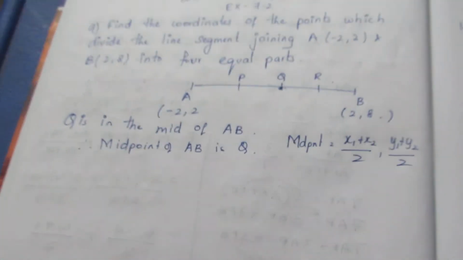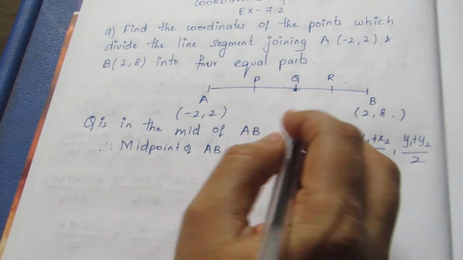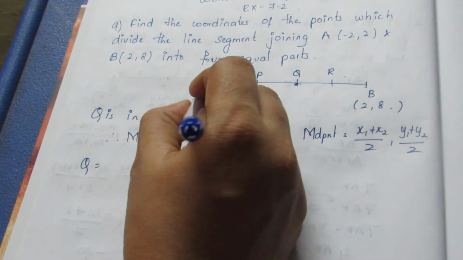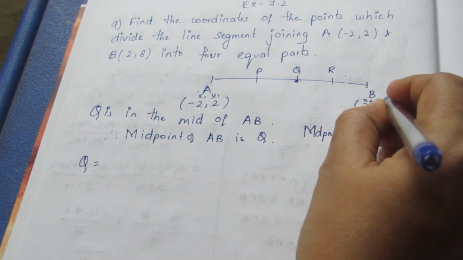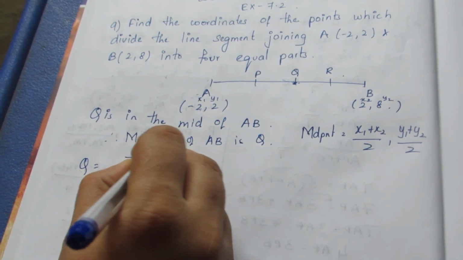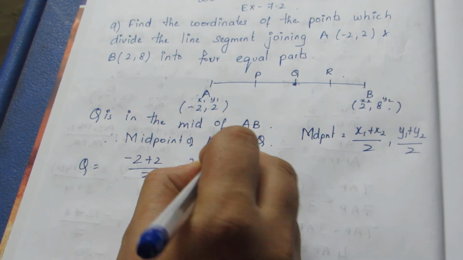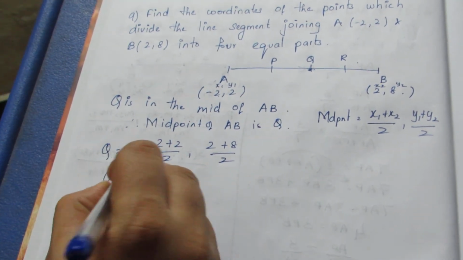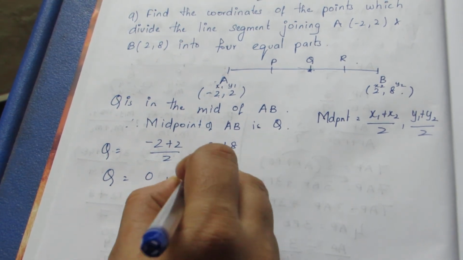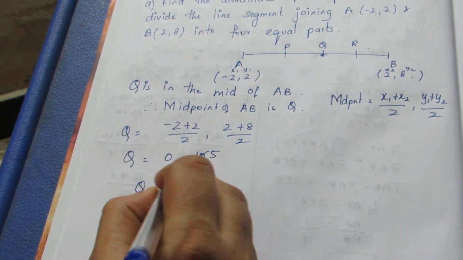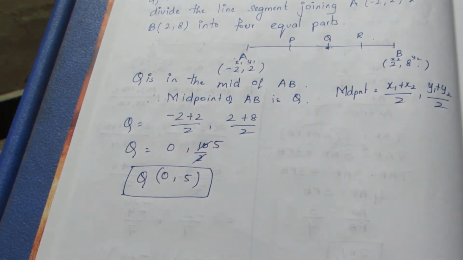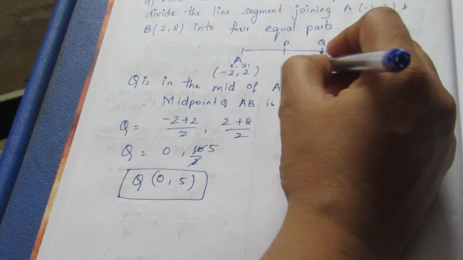Now we can substitute into the formula to find Q. With A as (x1, y1) and B as (x2, y2), substituting gives (-2 plus 2) by 2 comma (2 plus 8) by 2. So 0 by 2 becomes 0, and 10 by 2 is 5. So the Q value is (0, 5). We have found Q to be (0, 5), so I'll write it here.